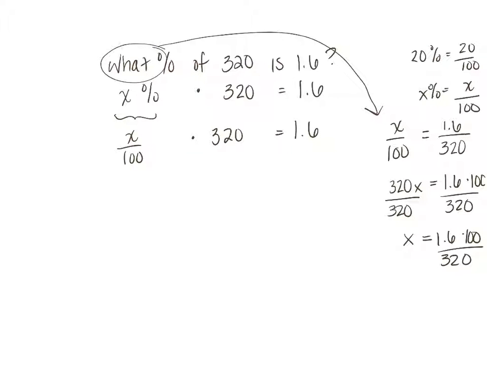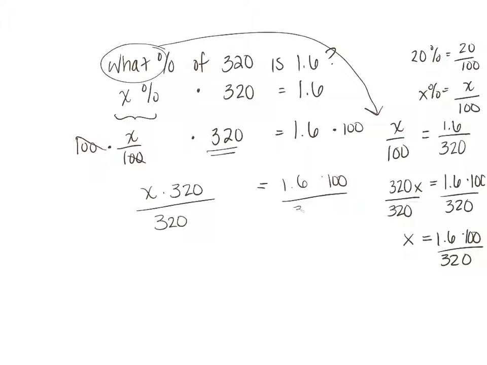Let's see. Here, I'm going to end up needing to get rid of this guy on both sides before I can deal with this guy. So I'm going to multiply both sides by 100, and I get x times 320 equals 1.6 times 100. Divide by 320. Divide by 320. Oh, look, that's the exact same thing I have down here. Cool beans.